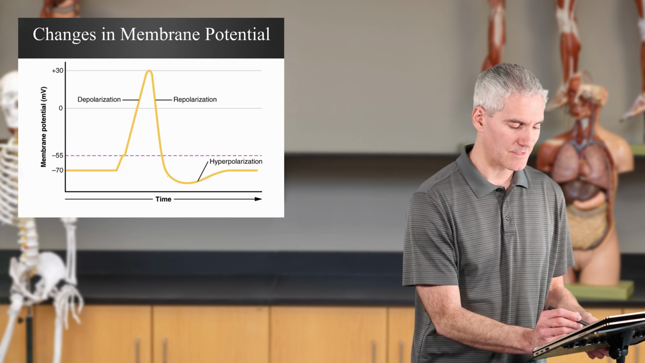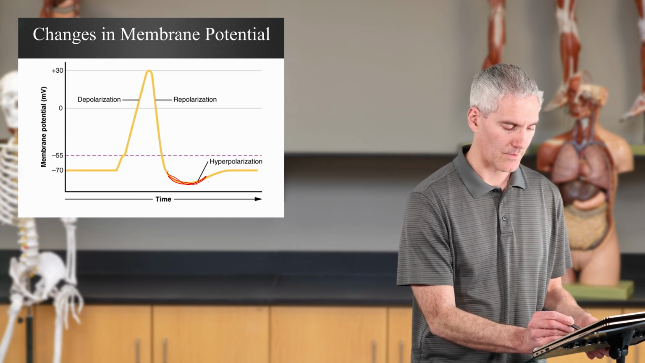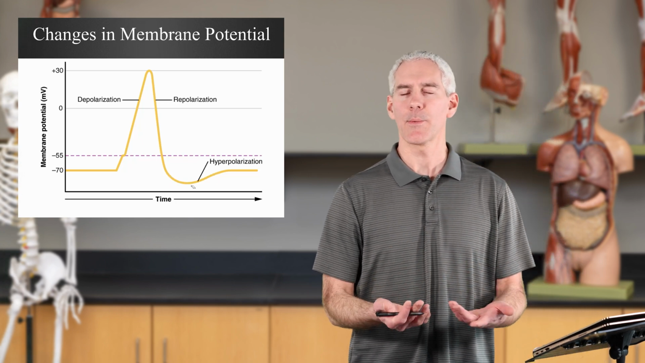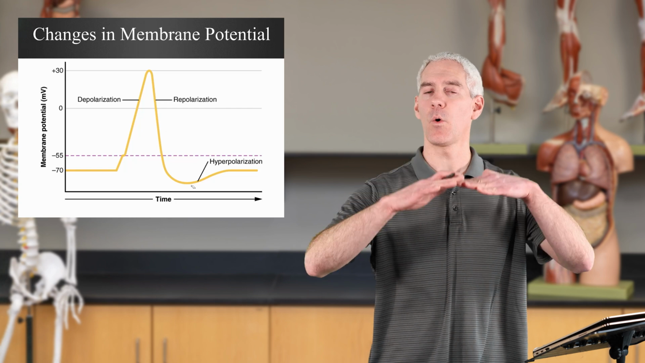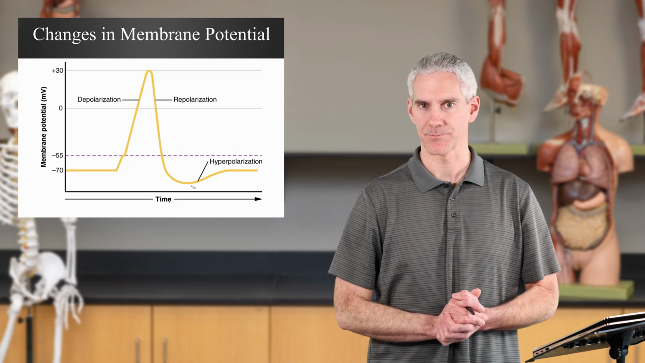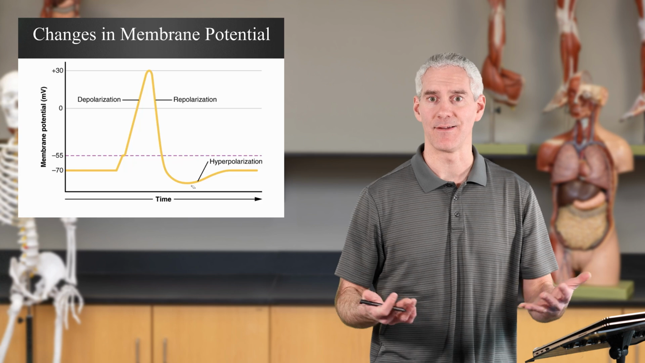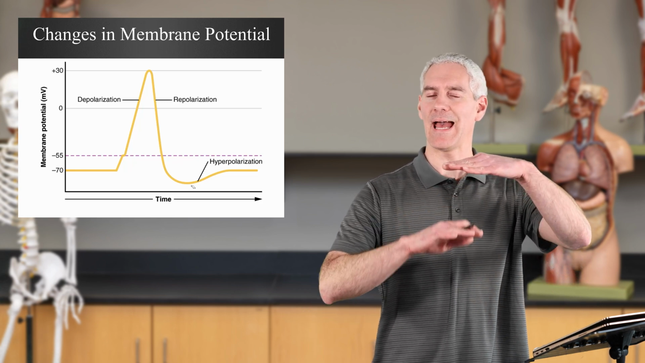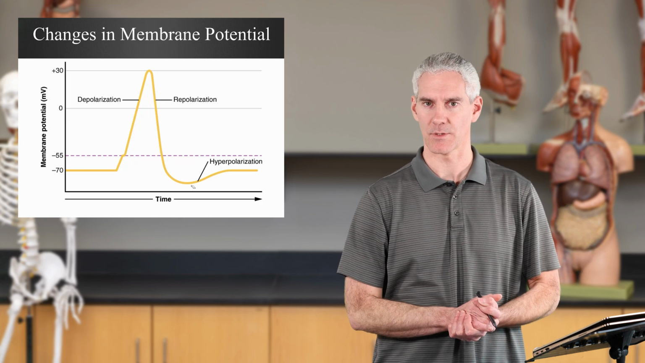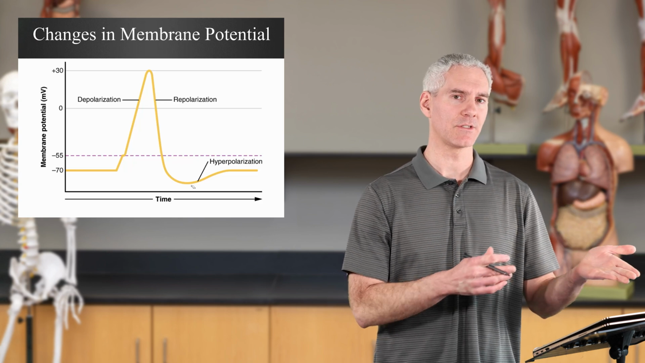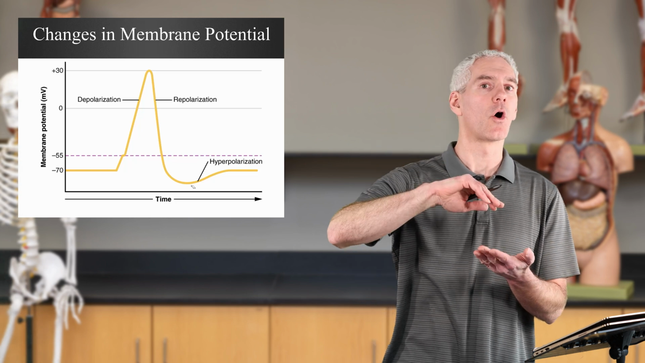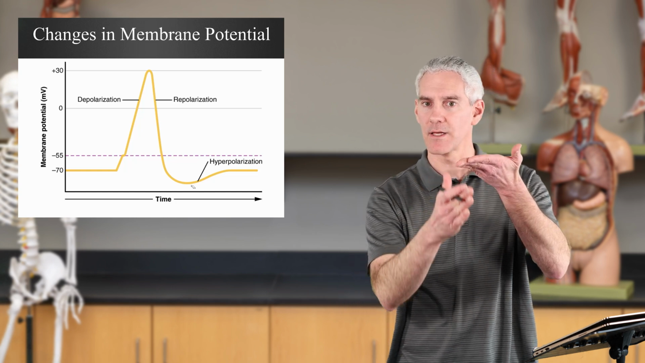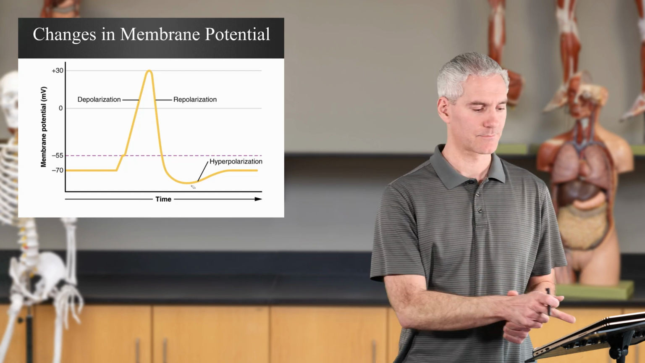In this case, you can see it went a little too low. That's the hyperpolarization. Hyperpolarization went below or beyond the negative 70. Negative 73, negative 75, negative 80, or wherever beyond. But went past or below the negative 70 millivolts. So depolarization, going less negative. Repolarization, coming back to rest. Hyperpolarization, going beyond rest and more negative.